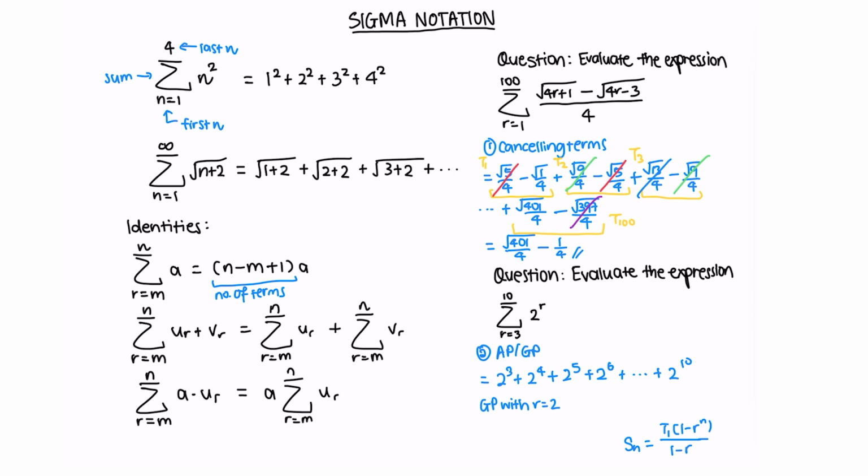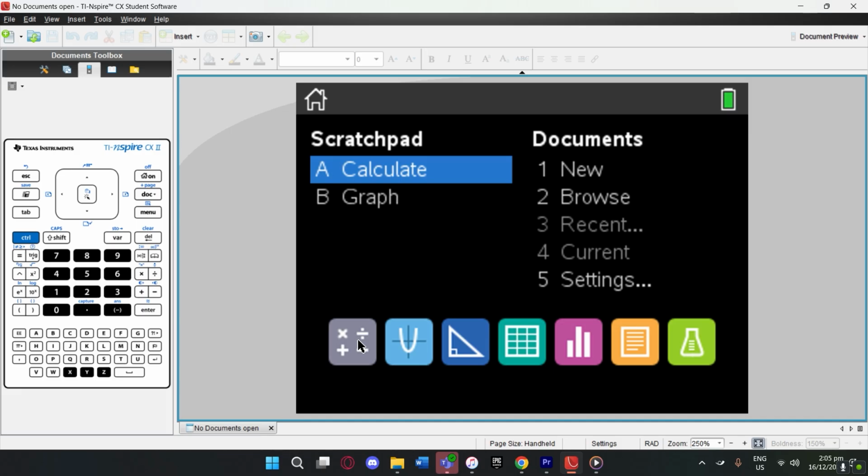We can see that S8 is just equal to 8, because that's the first term, times 1 minus 2 to the power n over 1 minus 2. Oops, sorry, this is not n, this is just 8. And if we calculate this out, we should get 2040.